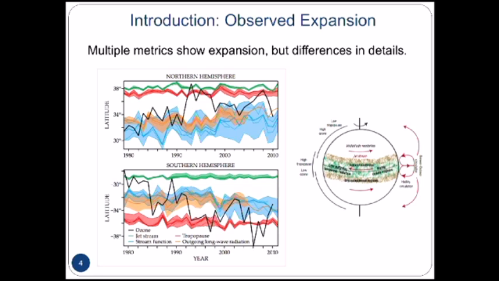So I would say the evidence is there that the tropics have been expanding, but if you ask about the details, how much, what the variability is, you get a very different answer depending on which metric you use.